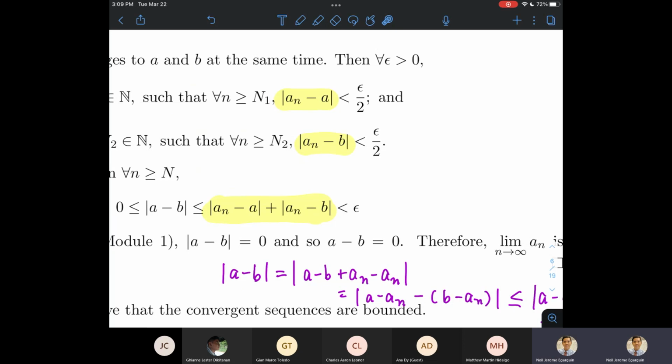Now, the thing here is that, remember, epsilon is chosen arbitrarily. So si epsilon ay kahit anong positive number. So we're saying here na si absolute value of a minus b ay non-negative.